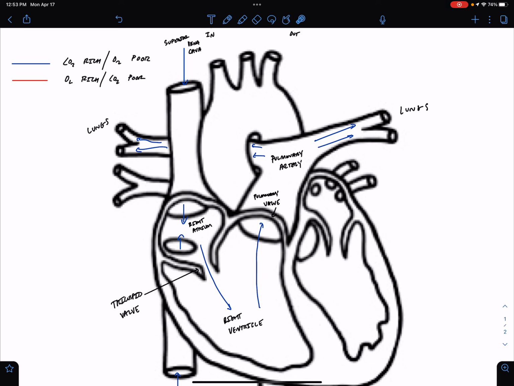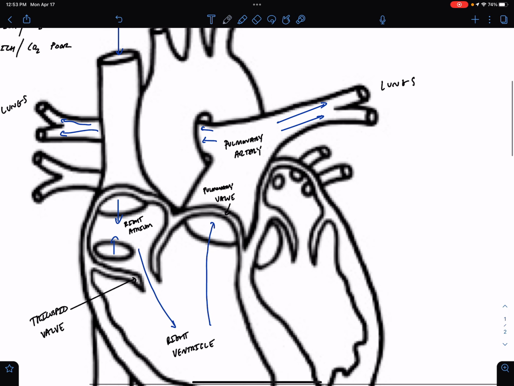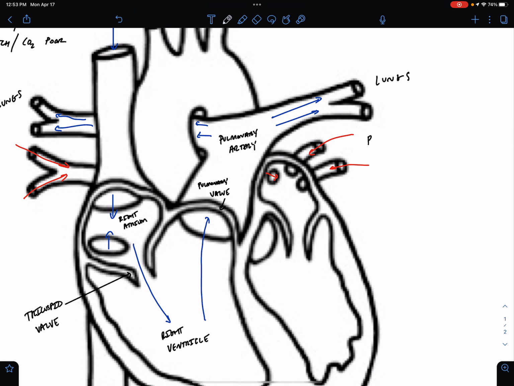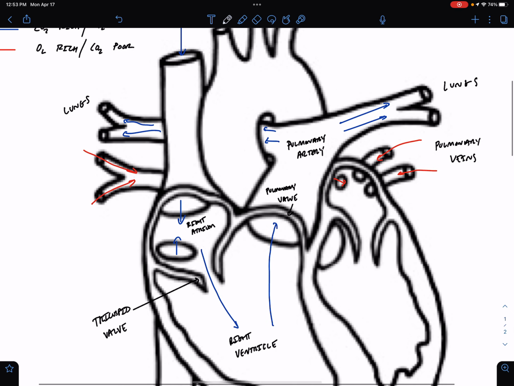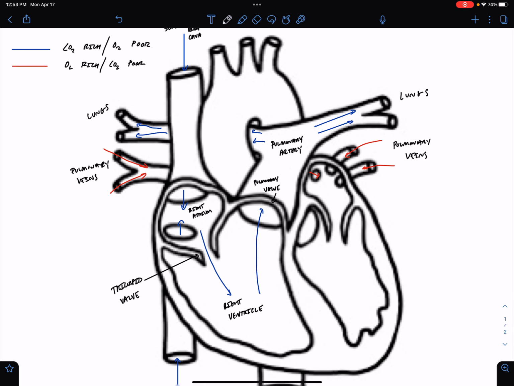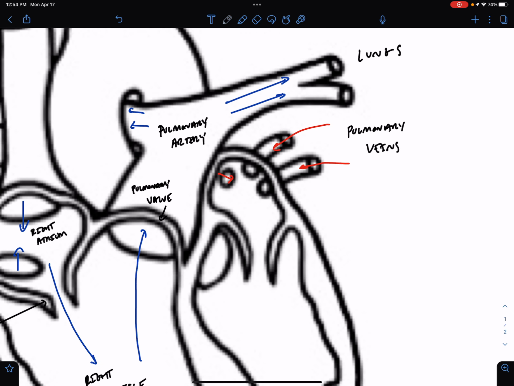So when the blood comes back to the heart through these veins here, which are called the pulmonary veins, it's coming in here, and here, and here. These are the pulmonary veins. The now oxygen-rich blood, CO2 poor, is going to pool in the left atrium.